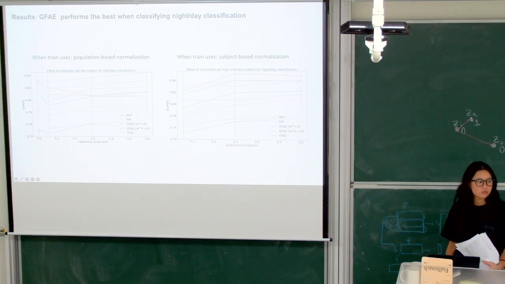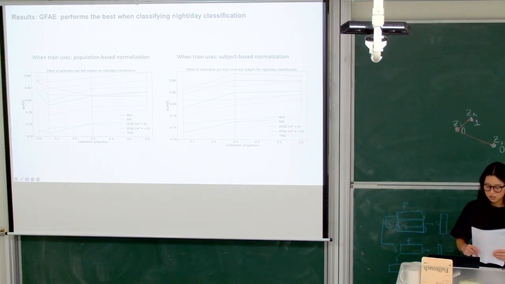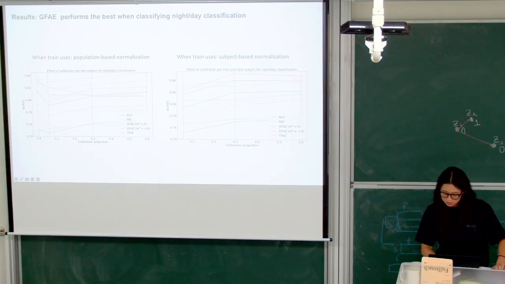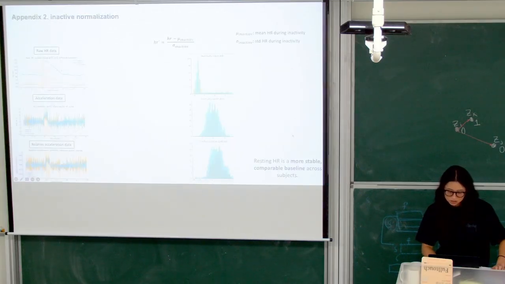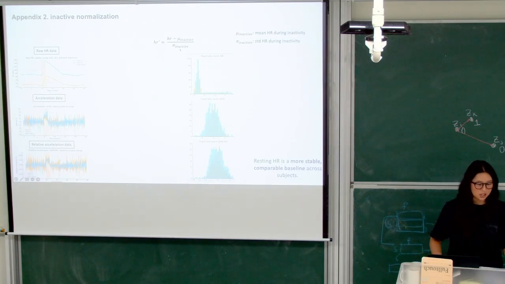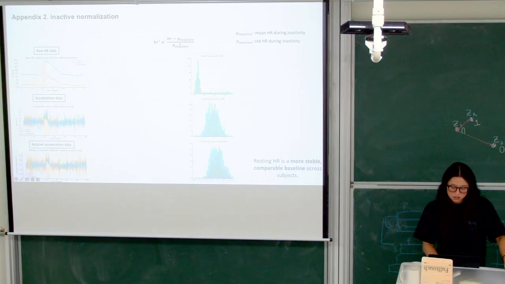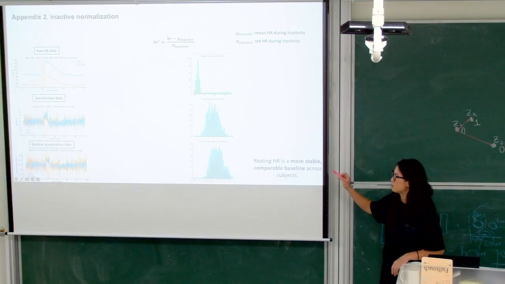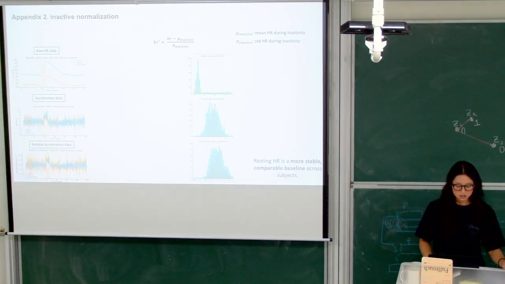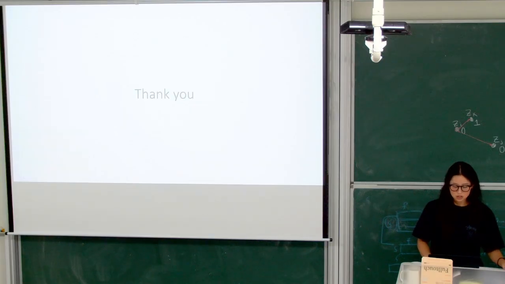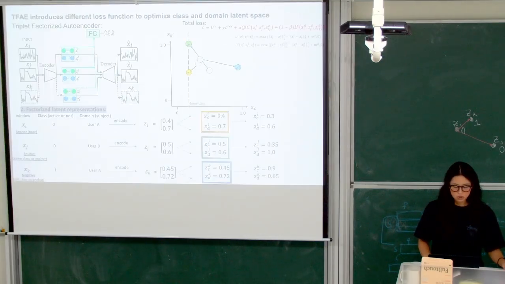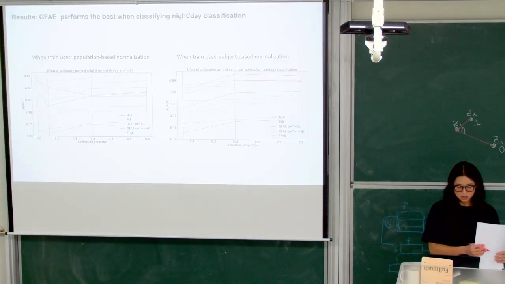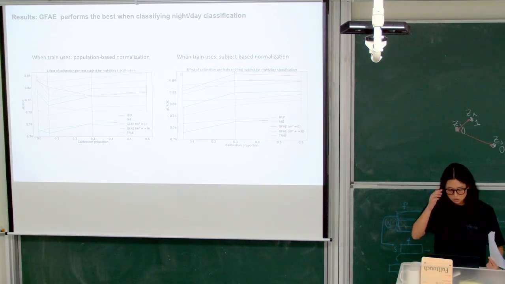About the dotted line and the solid line, I didn't go over this, but I will show you. Originally, for normalization, they're using resting heart rate as a normalization. That's the dotted line, and the solid line is just the model that I introduced.